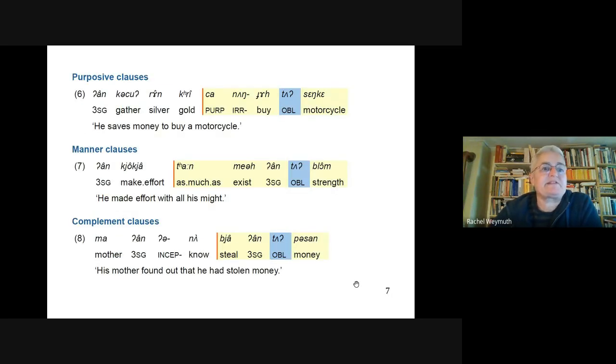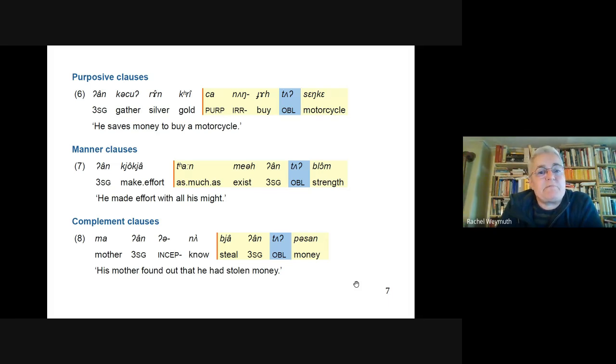Then we have some example purposive clauses, which are verb initial. He saves money to buy a motorcycle. Purposive clauses are introduced by the purposive marker cha. Then manner clauses: he makes effort as much as he has strength.